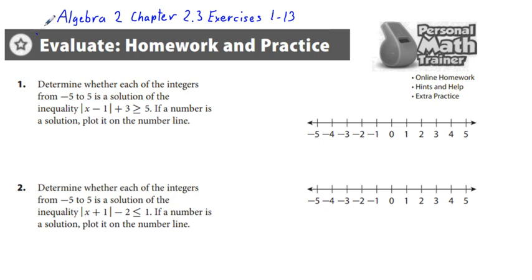Algebra 2, Chapter 2.3, exercises 1 through 13. We're going to, in this set, solve absolute value inequalities, and particularly I'm going to work on the odd number ones here.